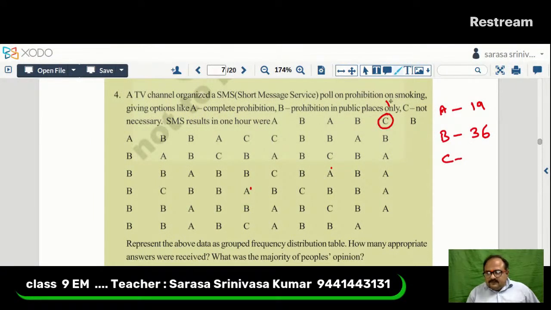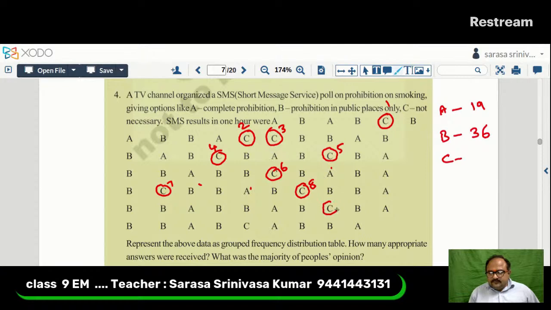This is 1, 2, 3, 4, 5, 6, 7, 8, 9, 10. Here we observed 10 polls for option C.